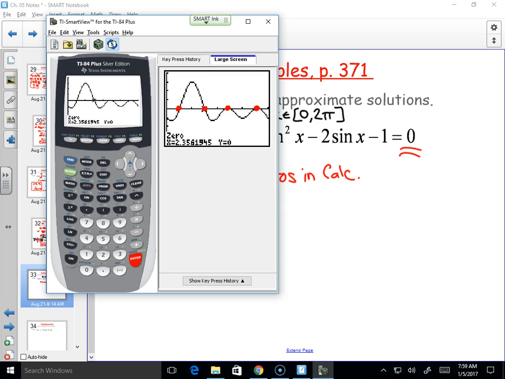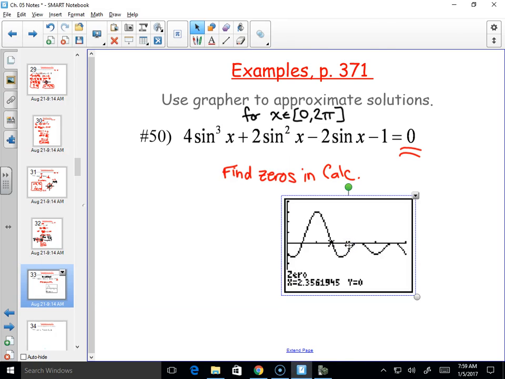Okay, so we have one intersection of 2.356195. You guys are awesome. You can do the rest as you do. There's a D. 1, 2, 3, 4.